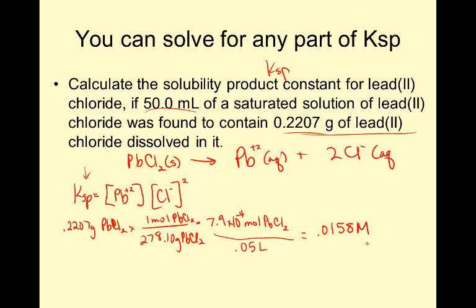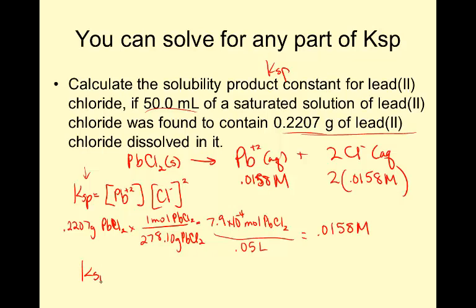But what happened to that lead 2 chloride? It all dissolved. So that means I have 0.0158 molar lead ions when all of this lead chloride dissolves. And then I have 2 times as much chloride ions, because I get 2 for every lead chloride that dissolves. So now I have to plug this into here and this into here.